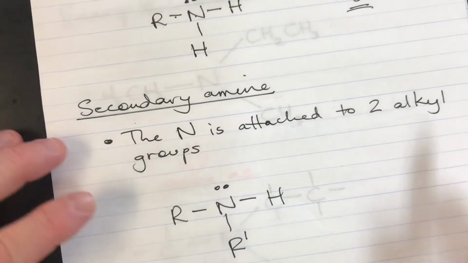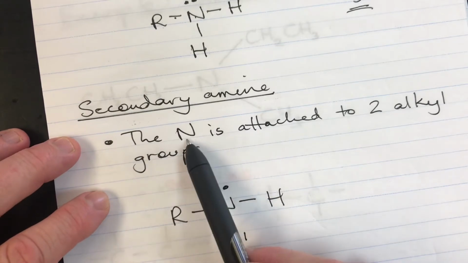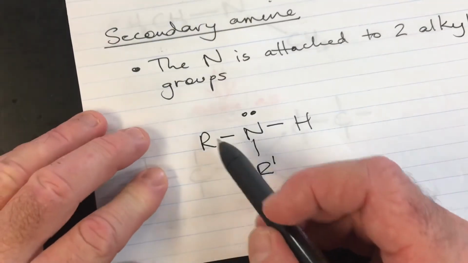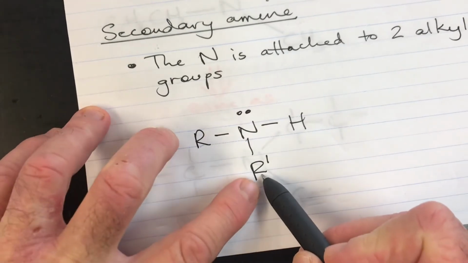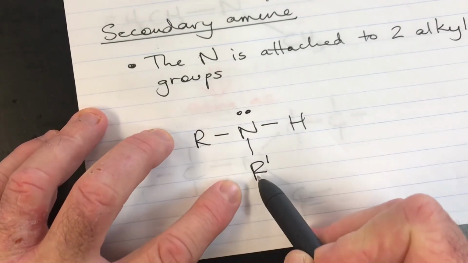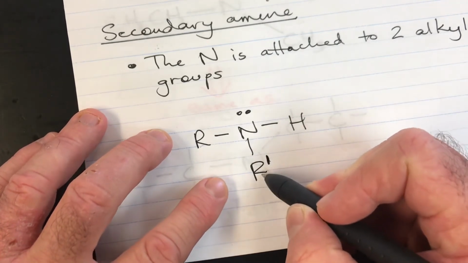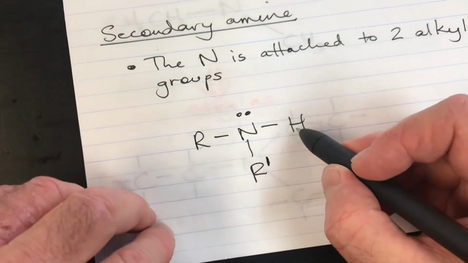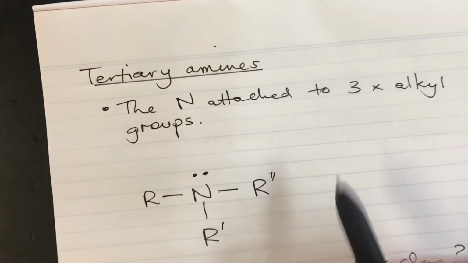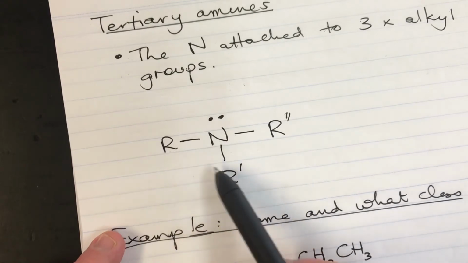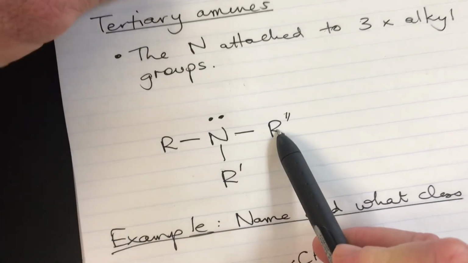So what are secondary amines? Secondary amines is where the nitrogen is attached to 2 alkyl groups, like here. Here's one alkyl group, here's another. Could be the same, could be different, so I've just separated the 2 by putting a stroke next to one of the R groups and a hydrogen. So you guessed it, tertiary amines is where the nitrogen is attached to 3 alkyl groups, like here. 1, 2, 3 alkyl groups.